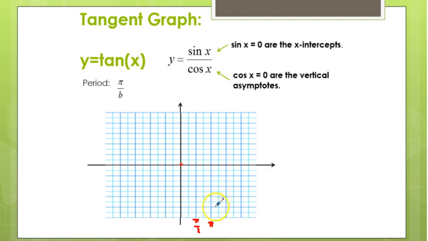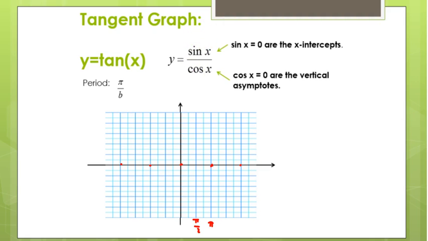Then the next time it hits 0 is going to be at pi, and then it'll happen again at 2 pi, and 3 pi, and 4 pi, etc. And it also happens in the other direction, going to negative pi, negative 2 pi, etc. So wherever the sine of x column equals 0, those are going to create our x-intercepts, because 0 divided by anything is equal to 0.